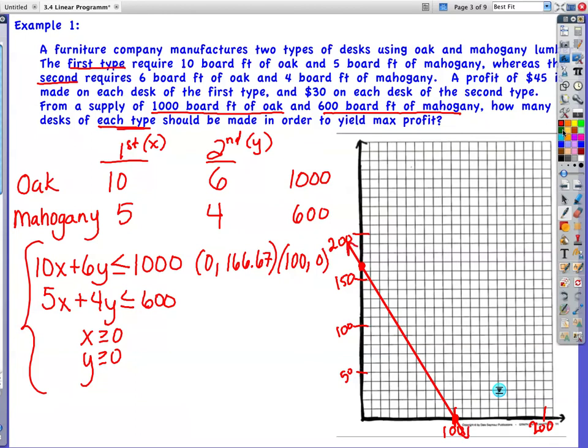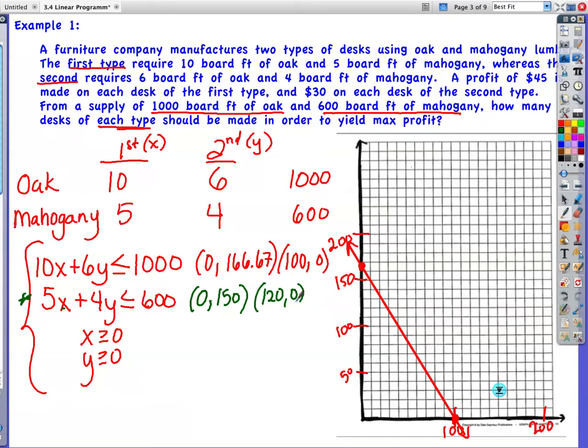Now I'm going to switch to green for this one right here. 5x plus 4y equals 600. So once again, I'm going to put 0 in for my x value. If I cover up 0 times 5, then I have to take 4 times what gives me 600, and that would be 150. And then I go ahead and I put 0 in for y, and then 0 times 4 is 0. So 5 times what gives me 600, and that would be 120. So then I have 120 and 0. All right, so this works out pretty good.